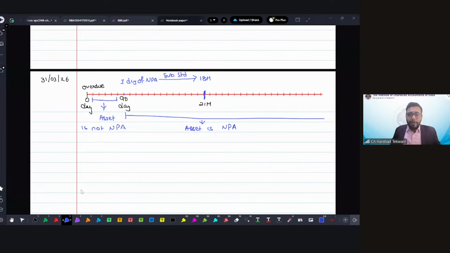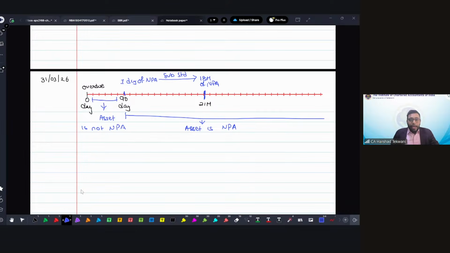Substandard asset. From this day till these 18 months of NPA, this will fall under the category of substandard. Clear? So that is a substandard asset based on the NPA norms.